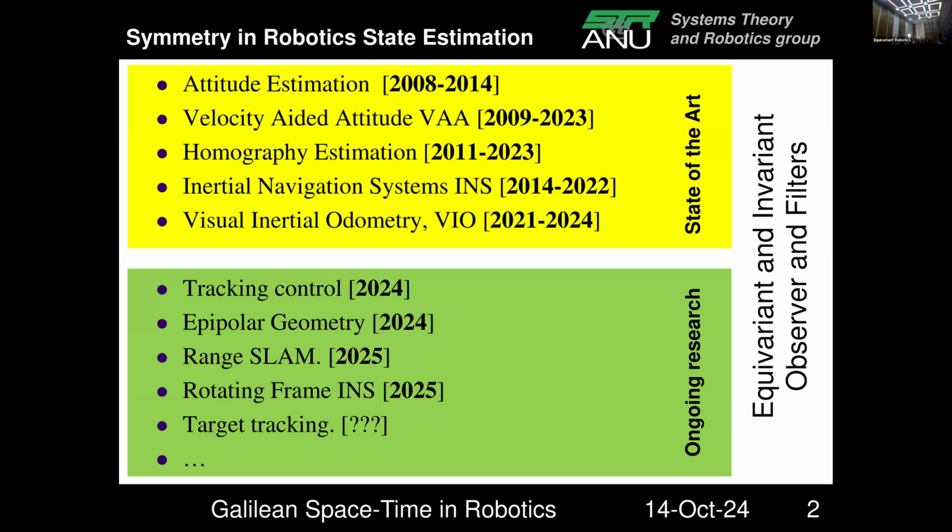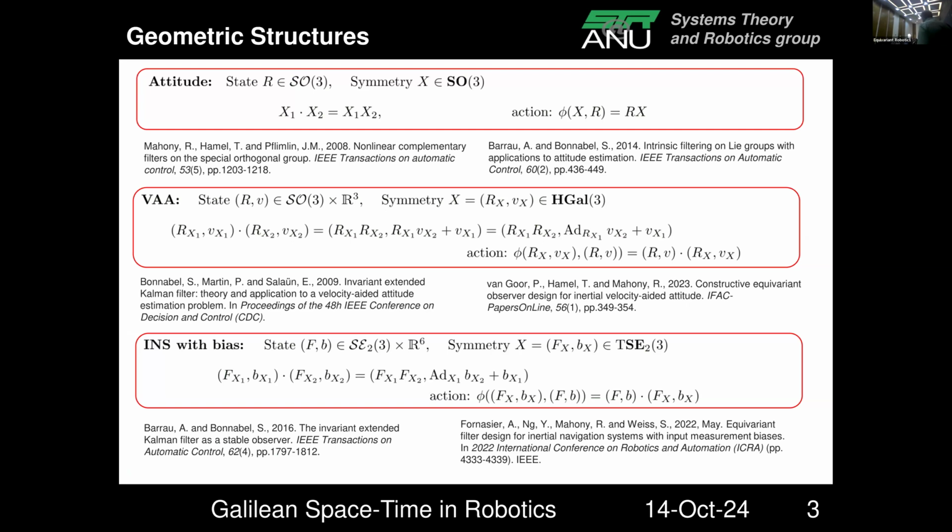Then there's a bunch of problems that we're looking at the moment: tracking control, epipolar geometry, range SLAM, rotating frame IMUs, which I'll talk about today and which is an active problem, a bit about target tracking, and people are getting into control. So the essence of what makes this work is symmetry, right? The original problem that we tackled was this top box here, which was attitude.